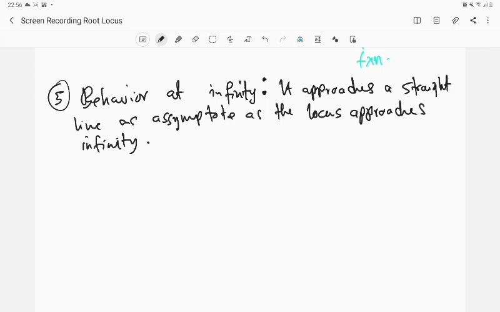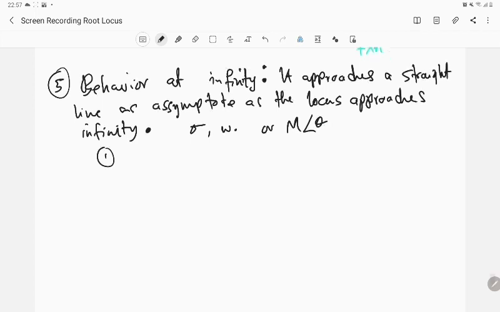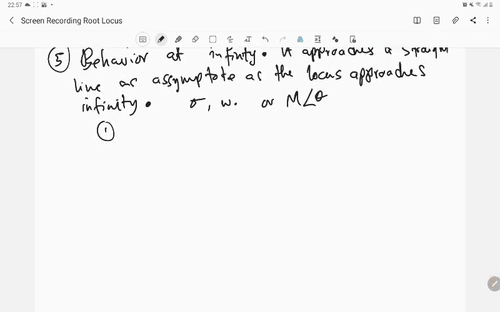And that asymptotic line, we can easily detect or draw using two values. If you want to draw a line in the complex plane, you need either the real and the imaginary part of that line, or you need the magnitude and the angle of that. So here we are going to look for the magnitude and the angle for that asymptotic line. And once we know the magnitude and the angles, then we can draw them. They can be 1, 2, 3, or they can be many.